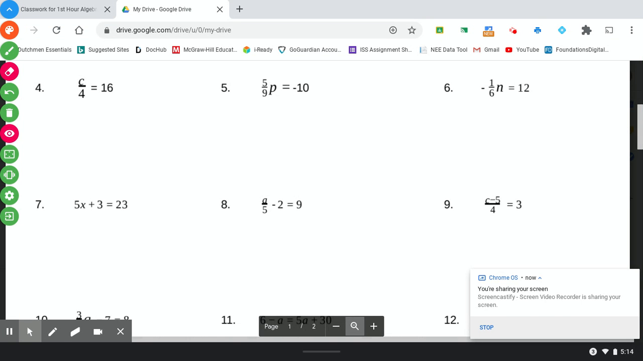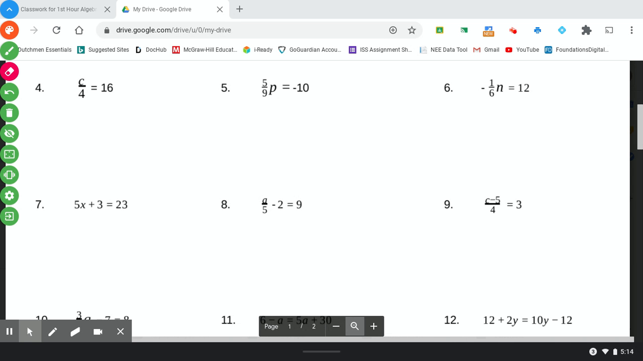Alrighty, let's continue then. Now we're on number 6. So number 6 is going to be very similar to number 5 because we have that fraction in front. The only difference here is that we have a negative. So if we want a positive n, we're going to need to multiply by the reciprocal again, but we're going to need to do a negative this time so that we get the negative to be gone. So a negative here times a negative there. This negative here times this negative there will give us a positive n.